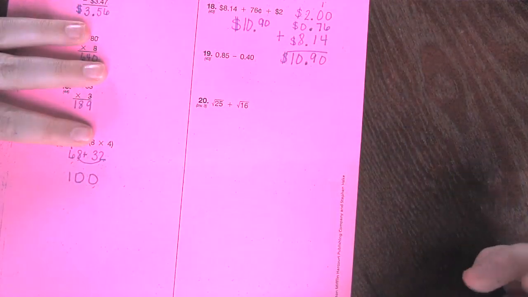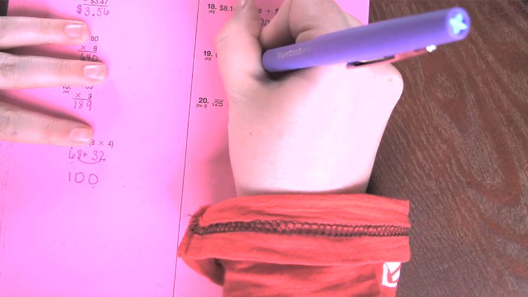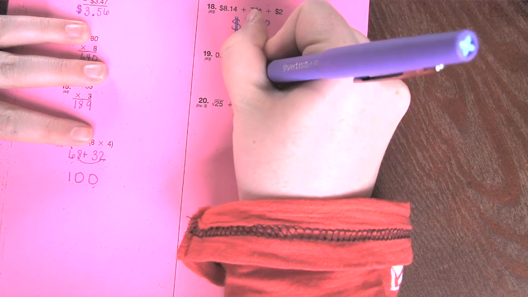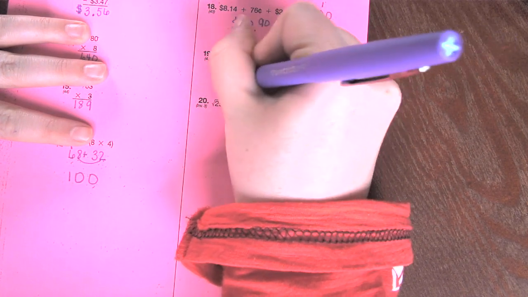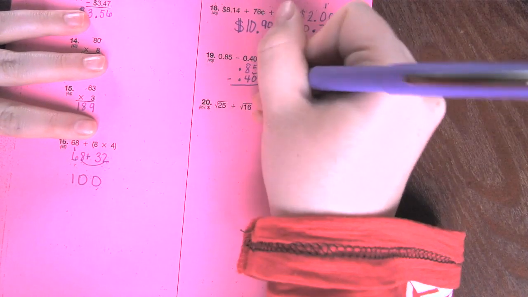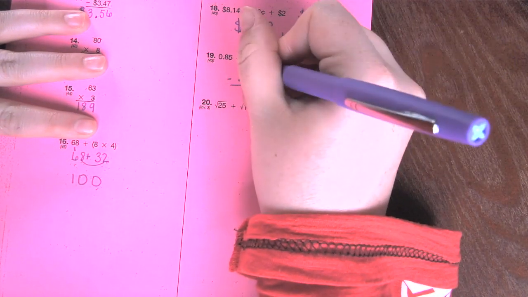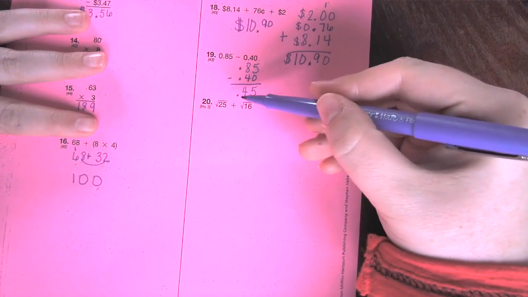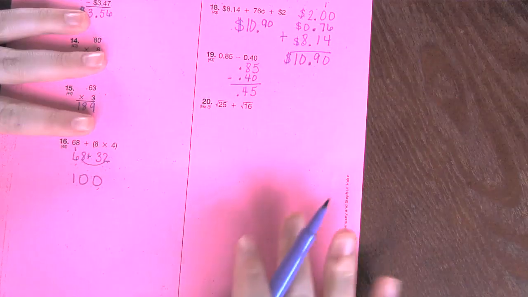Only 2 left. We're subtracting 85 hundredths from 40 hundredths. 5 minus nothing is still 5. 8 minus 4 is 4. And we get 45 hundredths as our answer.